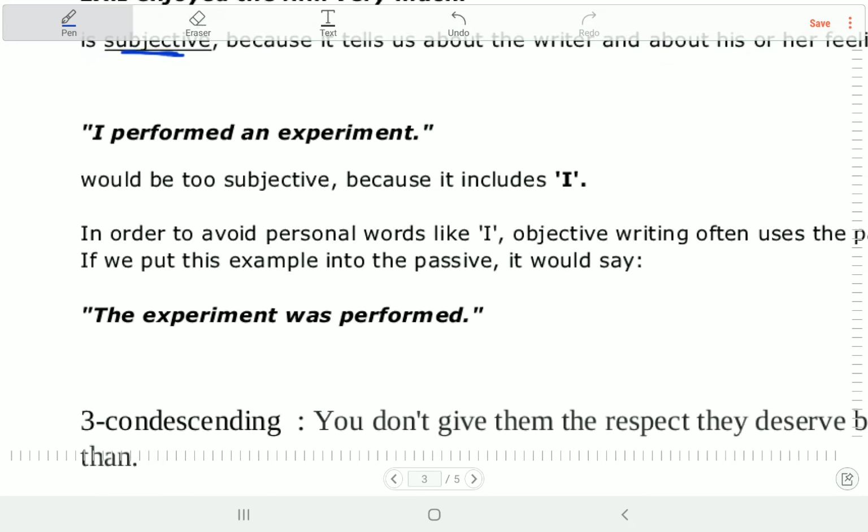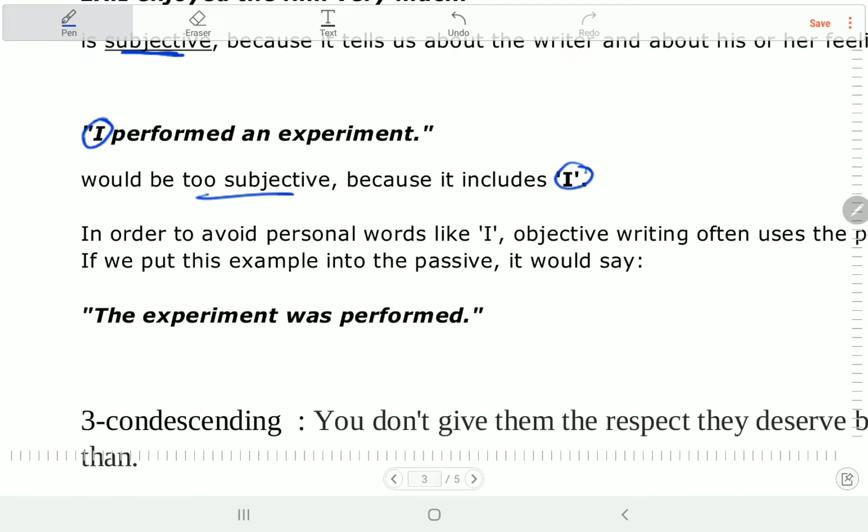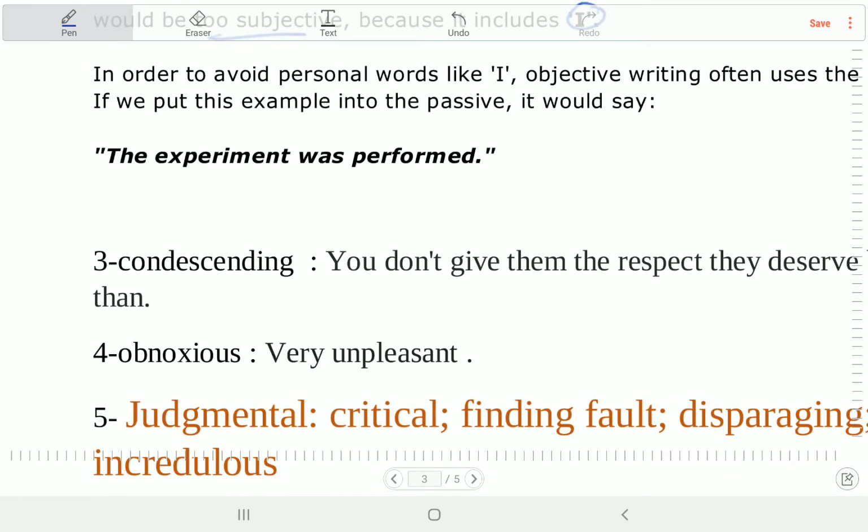Okay. When I say I performed an experiment, the word I here would be too subjective because it includes I. So how can we write this in an objective tone? Just write it like that: The experiment was performed. So this is an objective tone, just writing a fact, no feelings, no opinion.